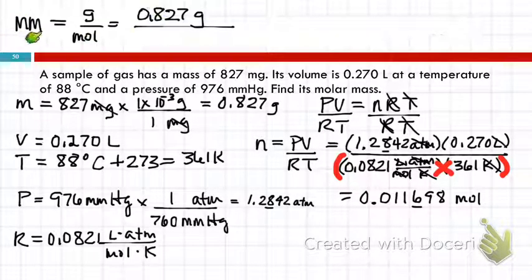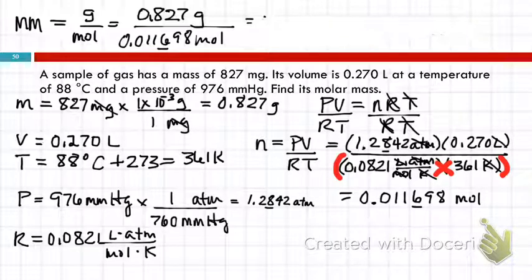That's what I need for my molar mass calculation up here. I need the amount in moles. So 0.011698 moles. 0.827 divided by 0.011698.